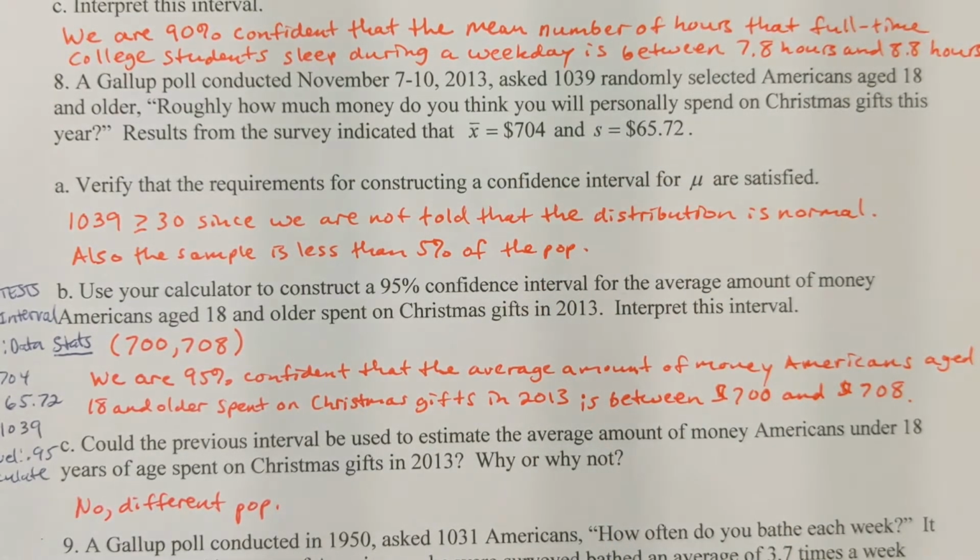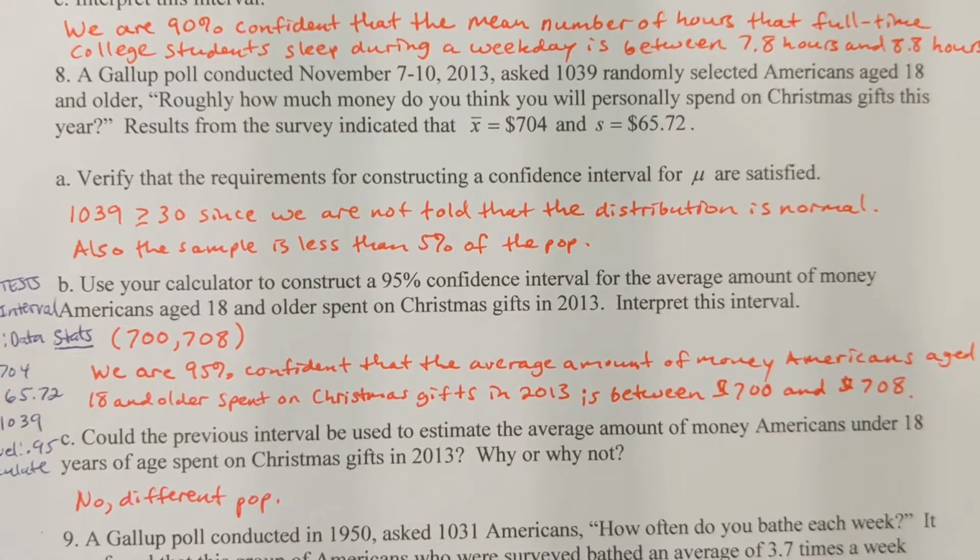When I first saw this, the sample mean there, I was pretty blown away by that. That's the average that Americans 18 and older spent during that year. I don't know, I guess I'm just cheap. That sounds like a lot of money. But anyway, all right, so that's the information.